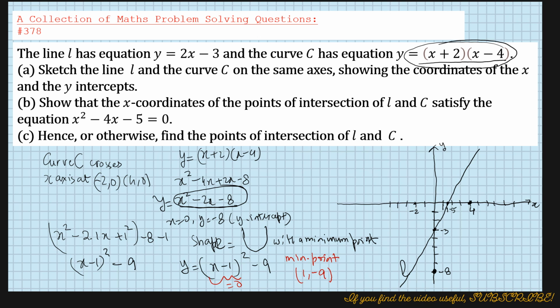So 1, minus 9. This is minus 9, and 1, minus 9 would be here. So I think now we can draw this curve, and to draw this, the turning point.